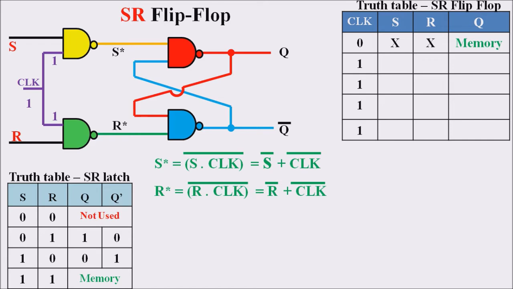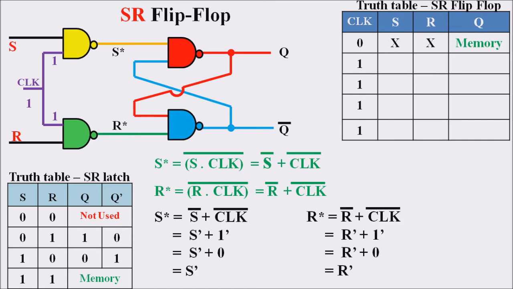If the clock is equal to 1, then S star becomes S complement plus clock complement, that's equal to S complement plus 1 complement. Here the clock signal is 1, thus we are taking the complement of 1, which will result in 0. Thus S star is equal to S complement plus 0. Any value plus 0 is that value itself, that is S star is equal to S complement. Similarly, R star is equal to R complement. That is, if we are providing a clock signal as 1, then S star will be S complement and R star will be R complement.